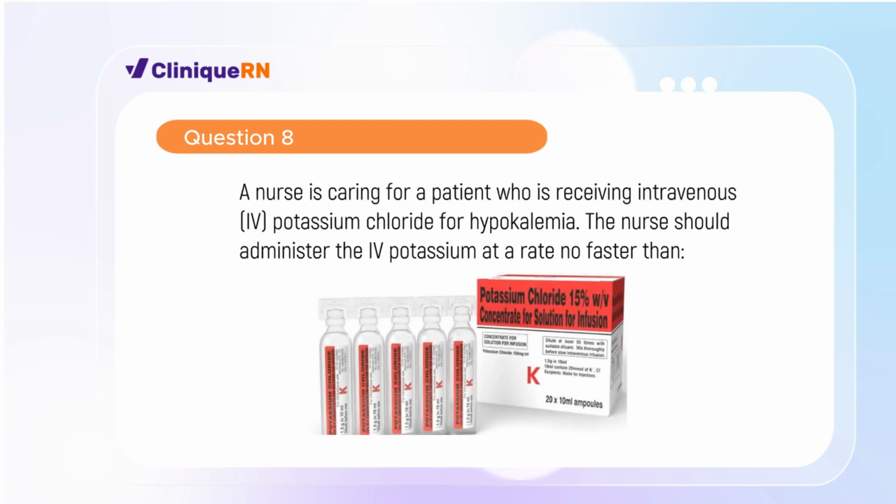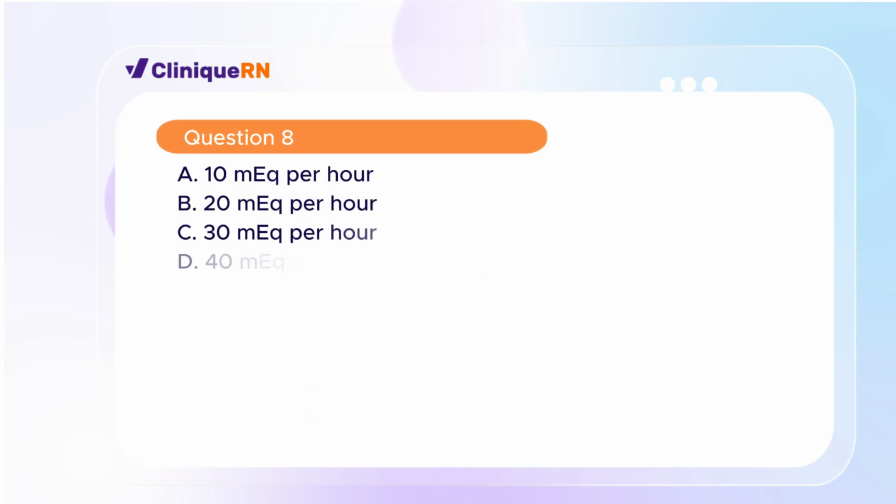Question 8. A nurse is caring for a patient who is receiving intravenous, IV, potassium chloride for hypokalemia. The nurse should administer the IV potassium at a rate no faster than A. 10 milliequivalent per hour, B. 20 milliequivalent per hour, C. 30 milliequivalent per hour, D. 40 milliequivalent per hour.